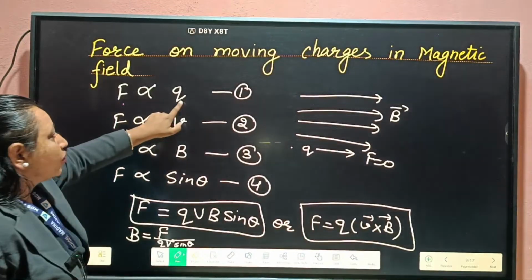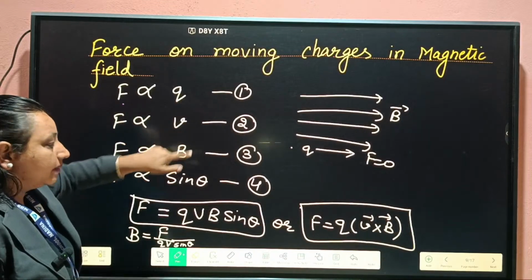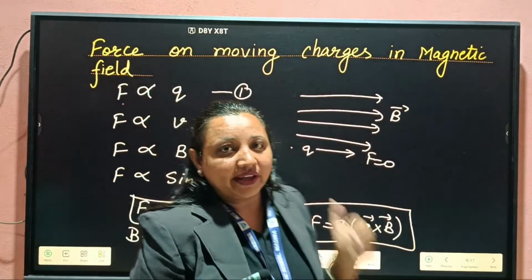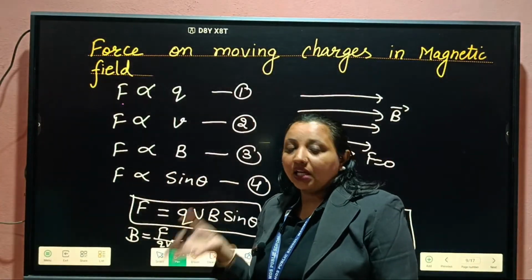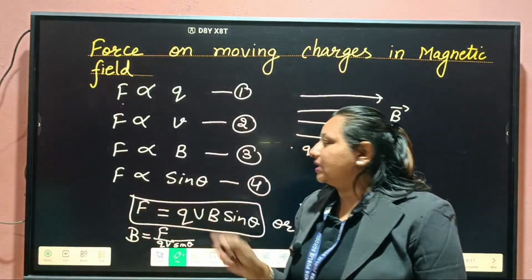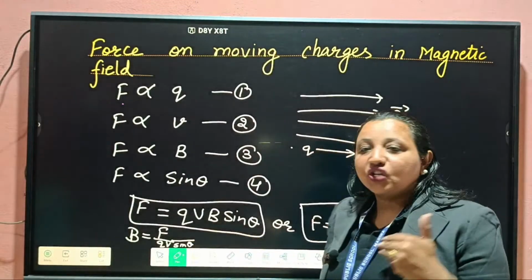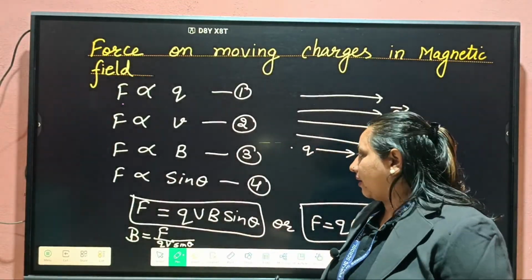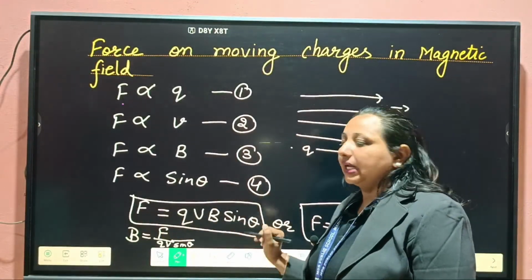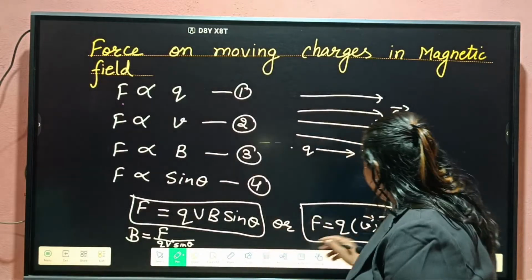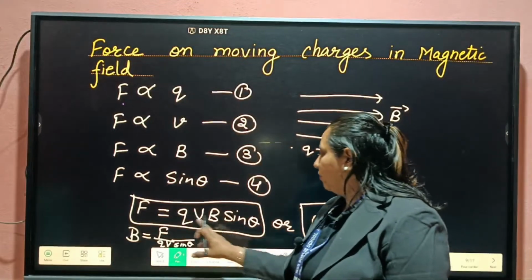that force is directly proportional to the magnitude of the charge. That force is directly proportional to the velocity with which it is moving. This F is directly proportional to the magnetic field in which it is placed, and this force is directly proportional to sine theta, the angle by which it enters the uniform magnetic field. When we combine these four, we have F is equal to qvB sine theta. That means q v vector cross B vector, right? qvB sine theta.